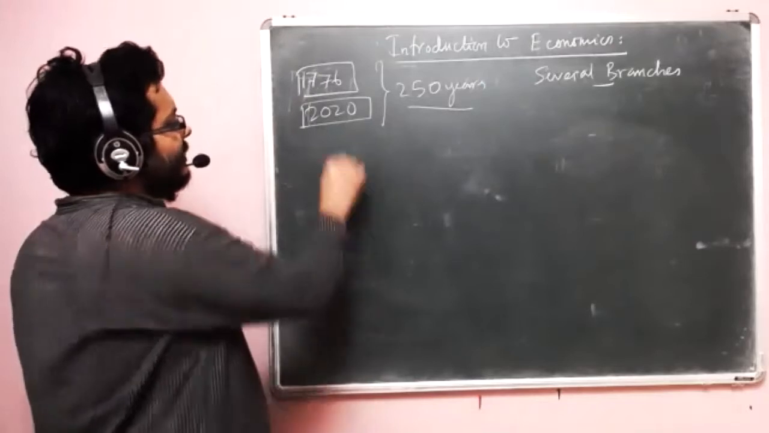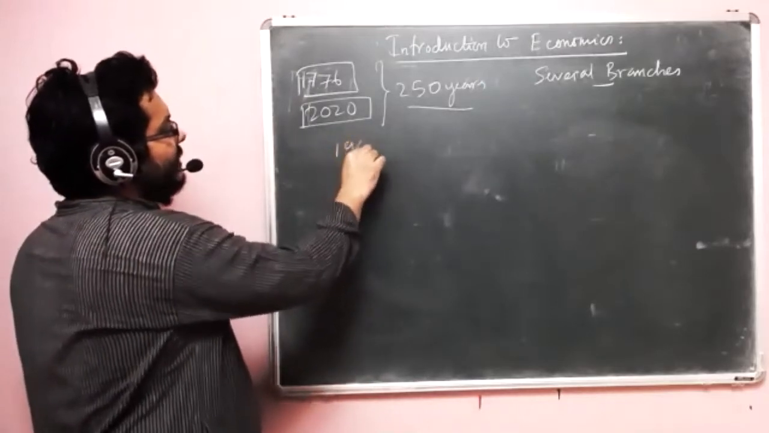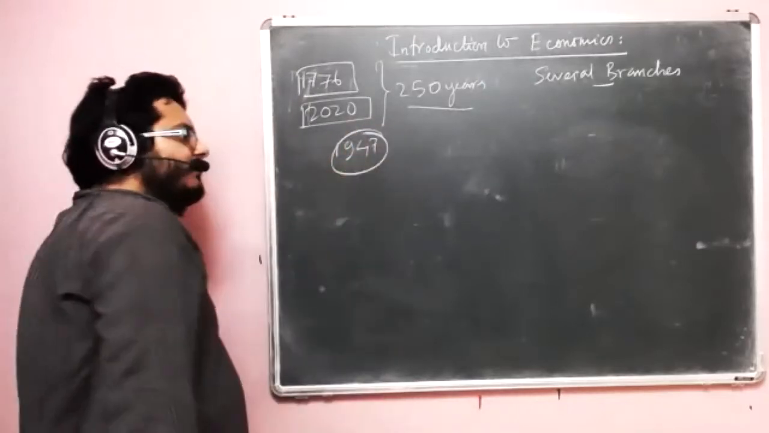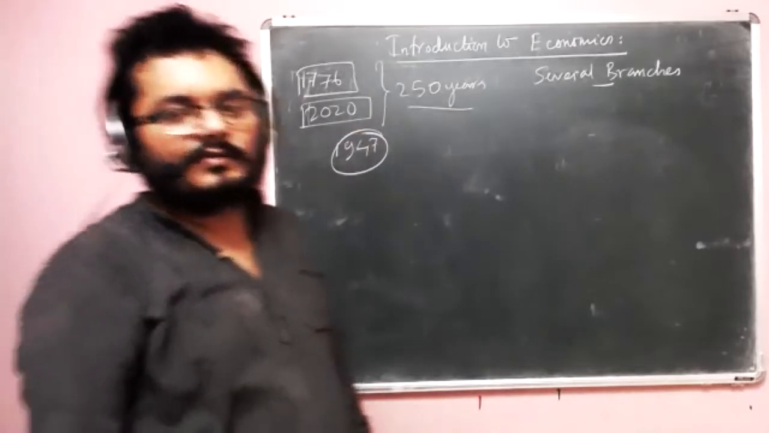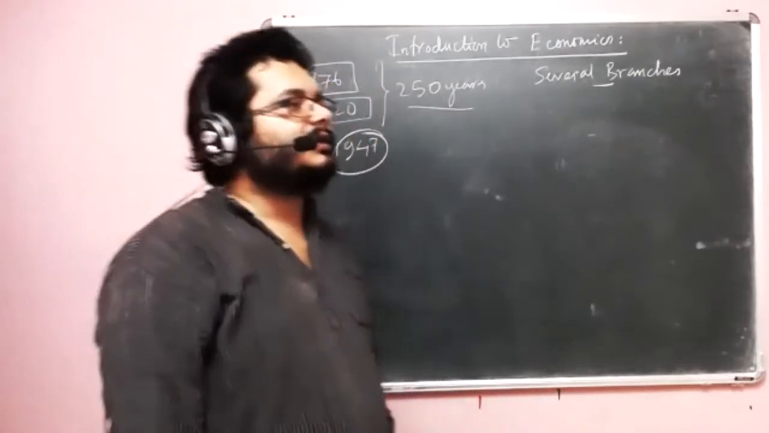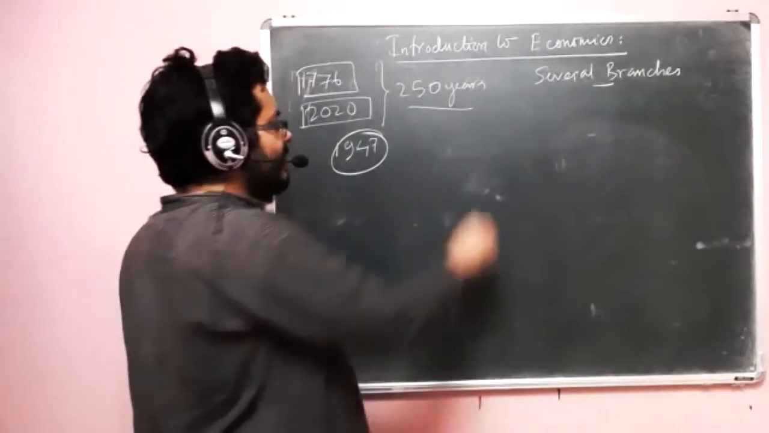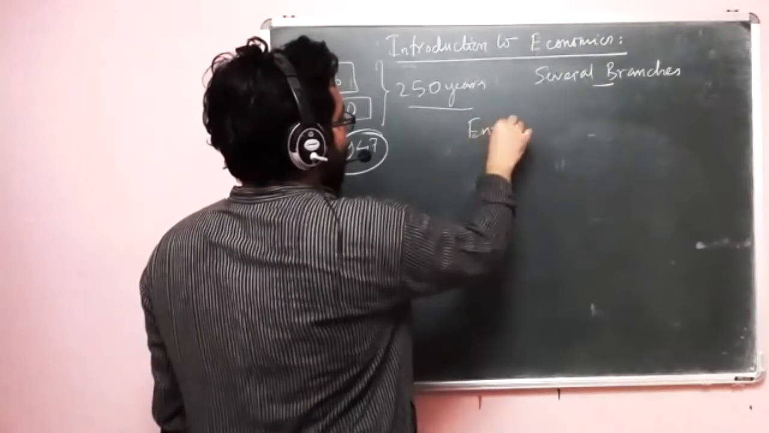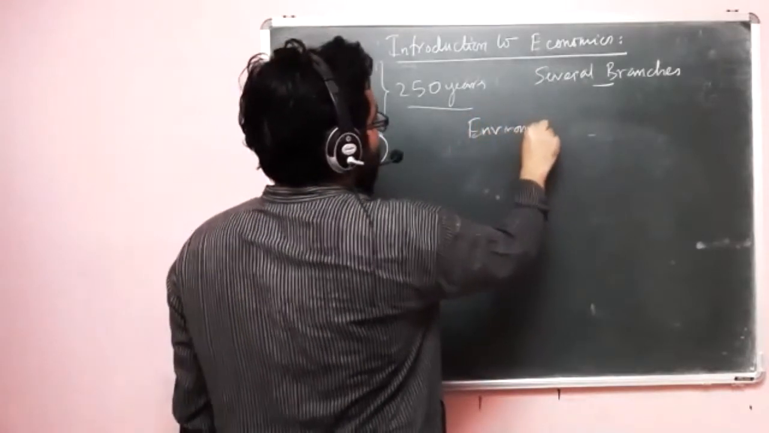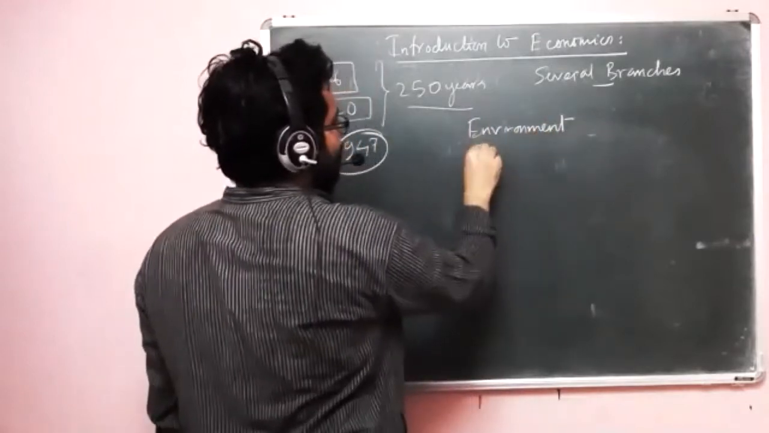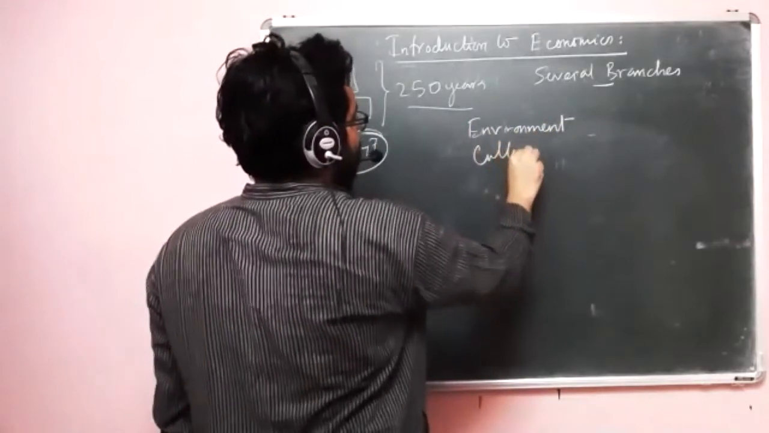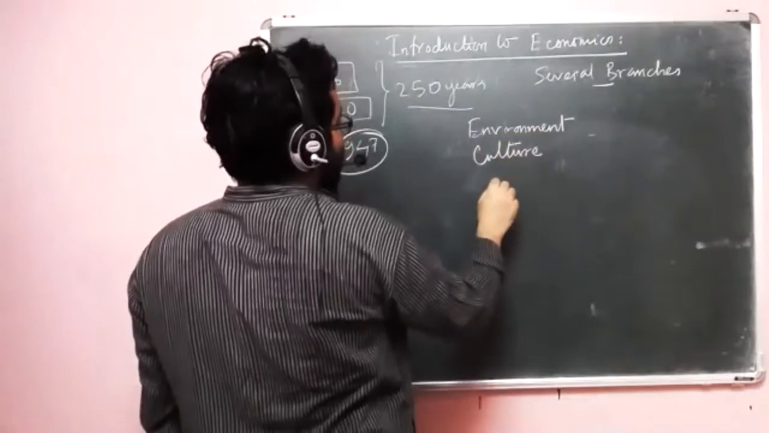For example, in close to 1947, a result showed that one of the prime ideas of Adam Smith was wrong. And then now the subject deals with environment. Okay. Now the subject deals with culture and a lot more things.